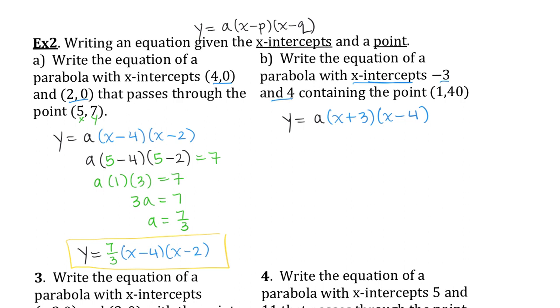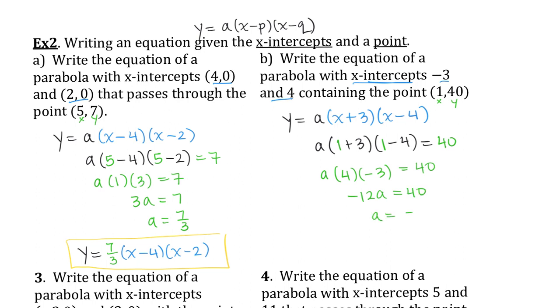Okay, now how do we get a? We have to plug in for x and y. Okay, so a times, what's x? 1 plus 3 times 1 minus 4. This should equal the y value. What's the y value? 40. Okay, and even though I know this looks weird, it ends up being easier. 1 plus 3 is 4. 1 minus 4, negative 3. So negative 12a equals 40. A is negative 40 divided by 12.